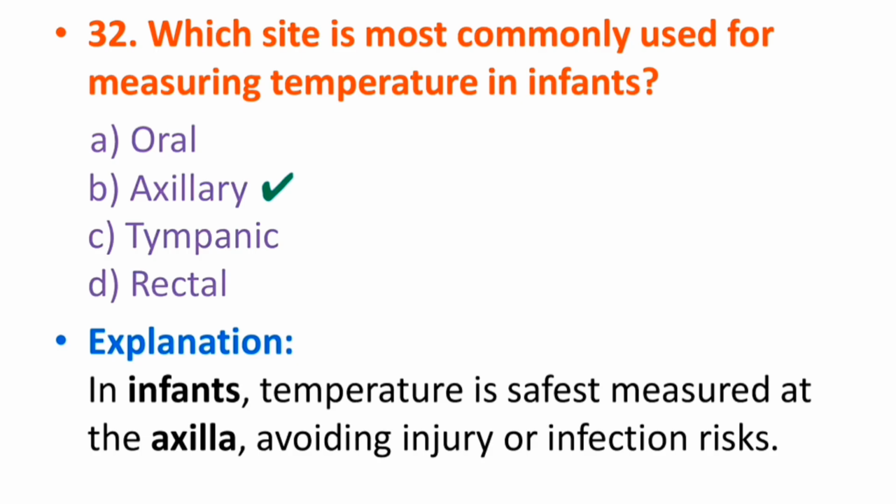Which site is most commonly used for measuring temperature in infants? Option A oral, option B axillary, option C tympanic, option D rectal. The correct answer is option B axillary. In infants, temperature is safest measured at the axilla, avoiding injury or infection risk.